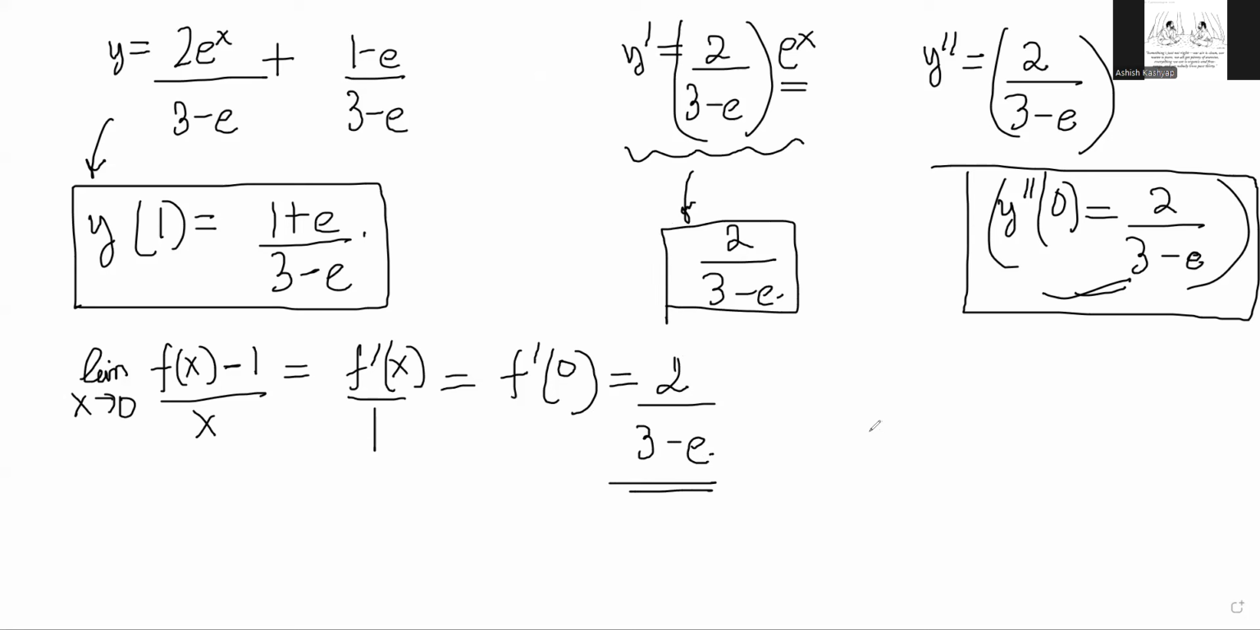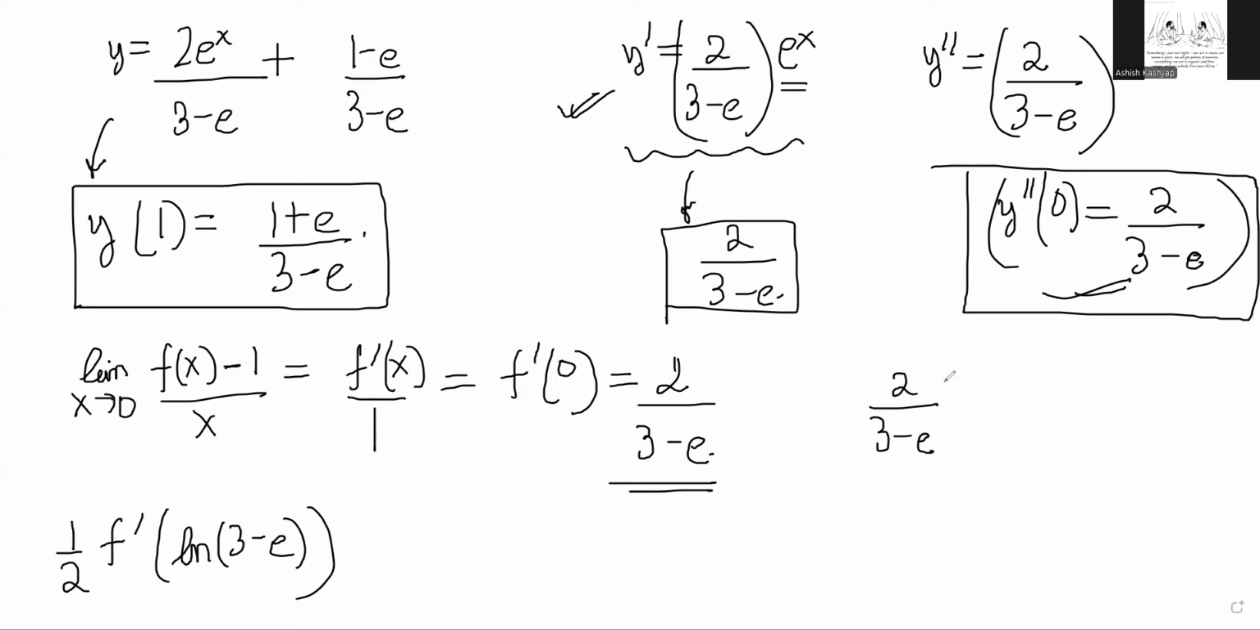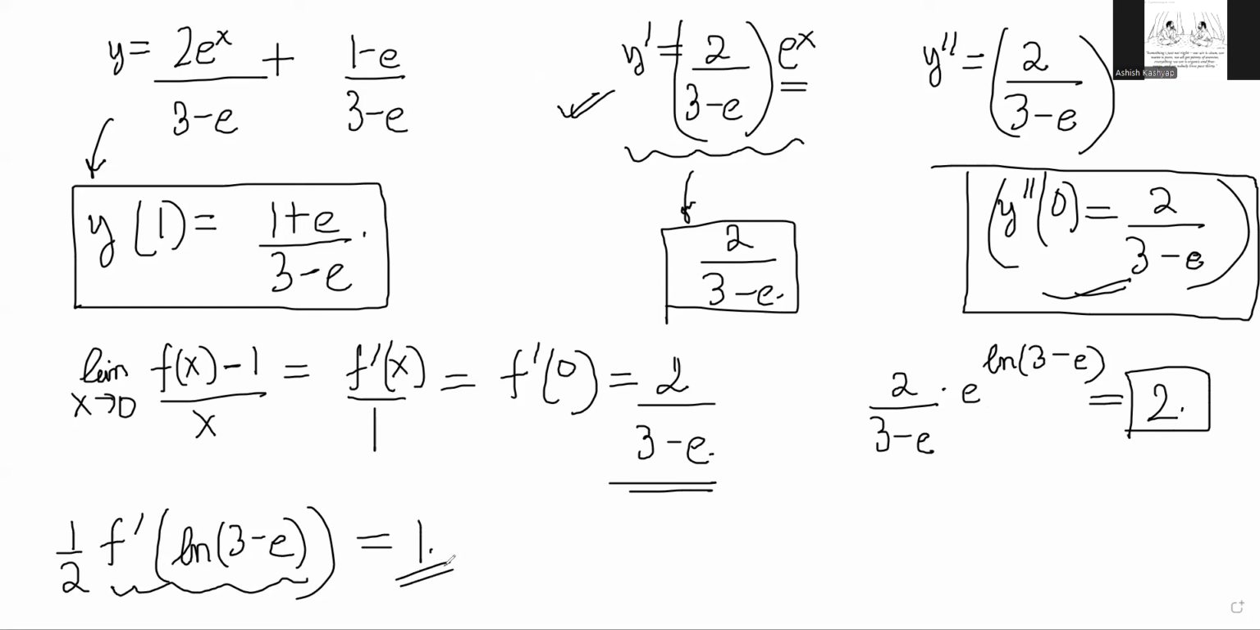And finally, I have to check option D, where we have half of f dash of ln(3 minus e), right? So the f dash function is this. I want to find f dash of ln(3 minus e). So I have to do 2 by 3 minus e into e power ln(3 minus e), which is going to be 3 minus e, and that will cancel and become a 2, right? So half of that is going to be 1. So the last option is also correct, and you get A, B, C, D as the answers for this particular problem.